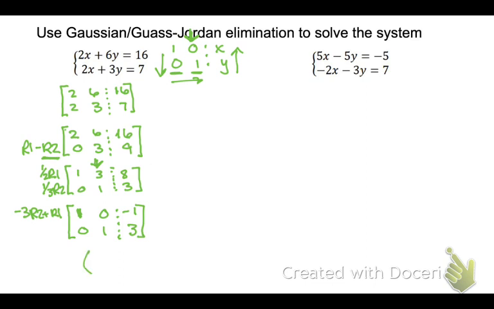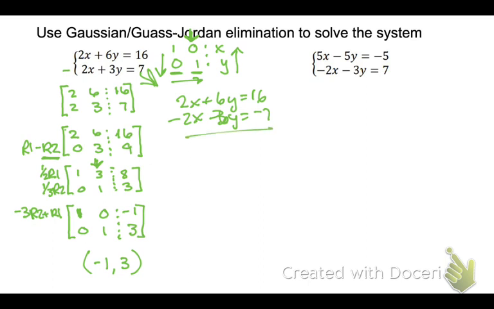Okay, so my answer is negative 1, 3. And there's no easier way to solve it for that. We have to do this. Well, there is. Normally I would just say negative this, so it'd be 2x plus 6y equals 16, negative 2x minus 3y equals negative 7. Plus 3y. So I would have 3y equals 9, so y equals 3. And I'd put it back in, so 2x.